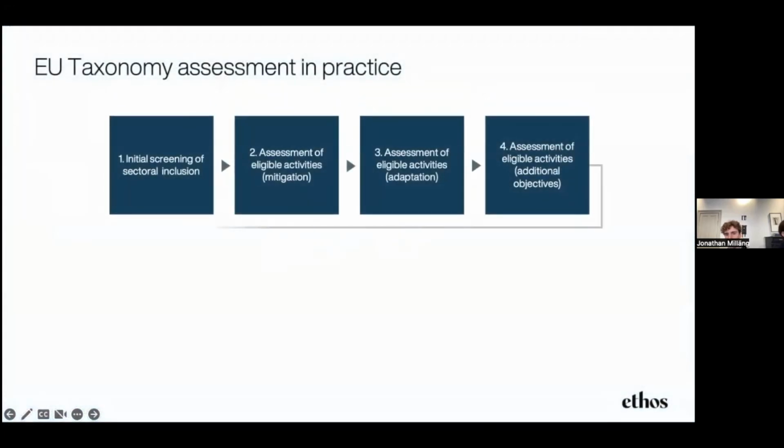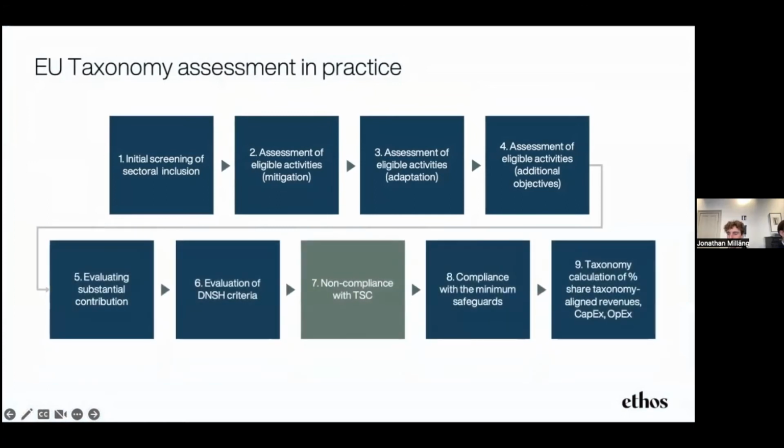So with all this information being presented to you, we also want to give you some guidance on how to actually do this in practice. And of course, everything should always be adapted to your specific needs. But in general terms, the first thing that you have to do is to understand if your operation is in any way related to or covered by the EU taxonomy, by doing an initial screening of sectoral inclusion.